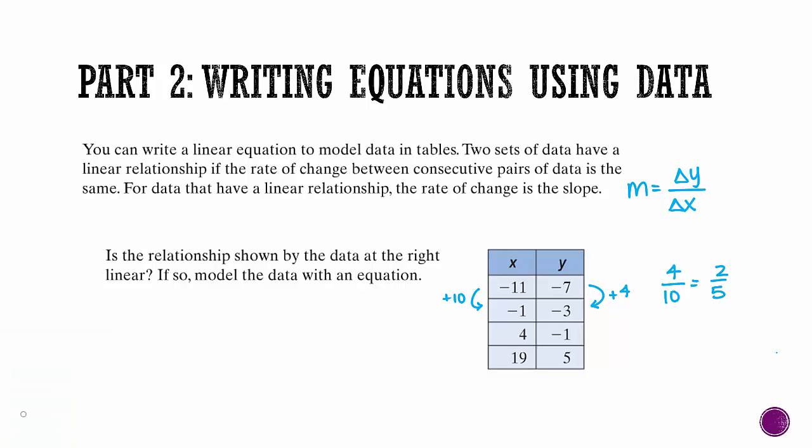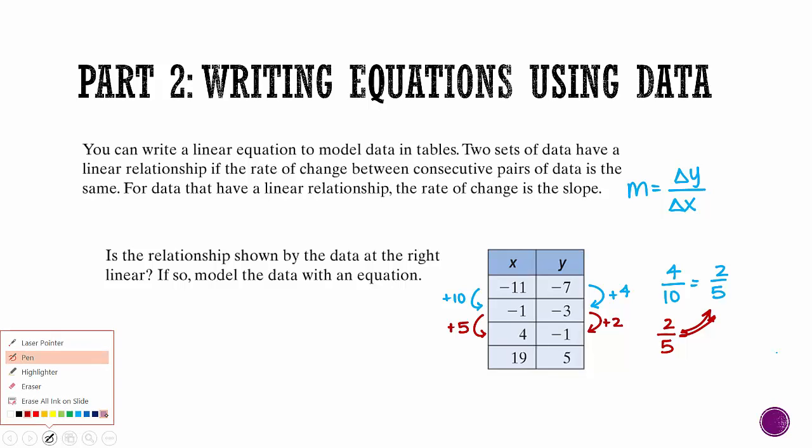So we need to do that with all of the points on this data table to make sure that this relationship is linear. So let's do it with the next one. Negative 3 to negative 1, all I have to do is add 2. And negative 1 to 4, all I have to do is add 5. Now it doesn't matter that these two numbers aren't the same, but if I find the change in y divided by change in x, I get the same thing that we got up there.